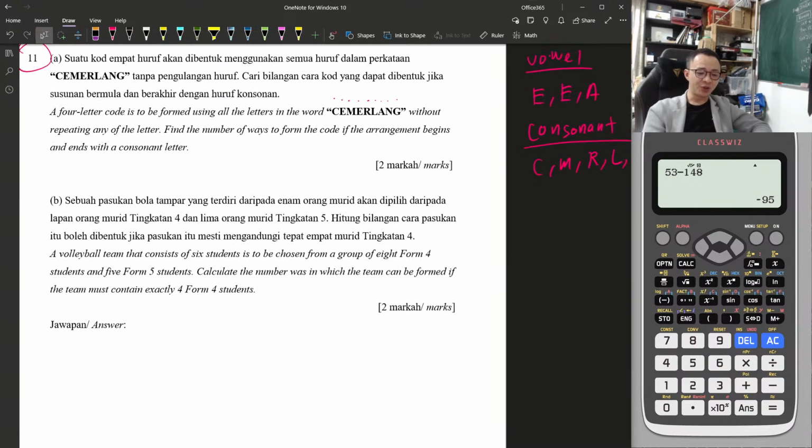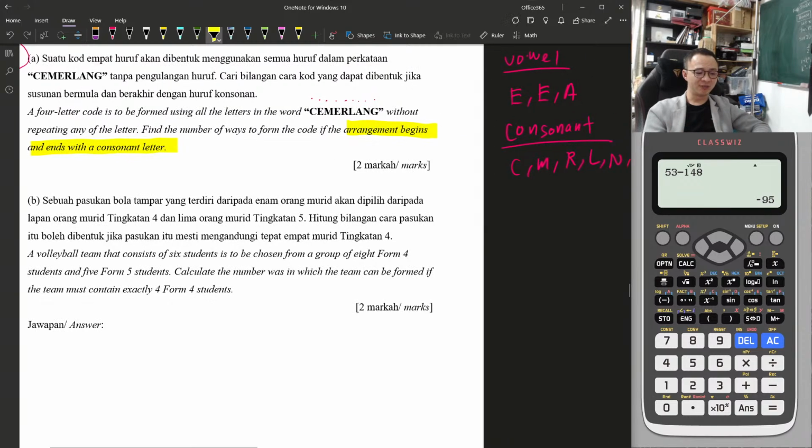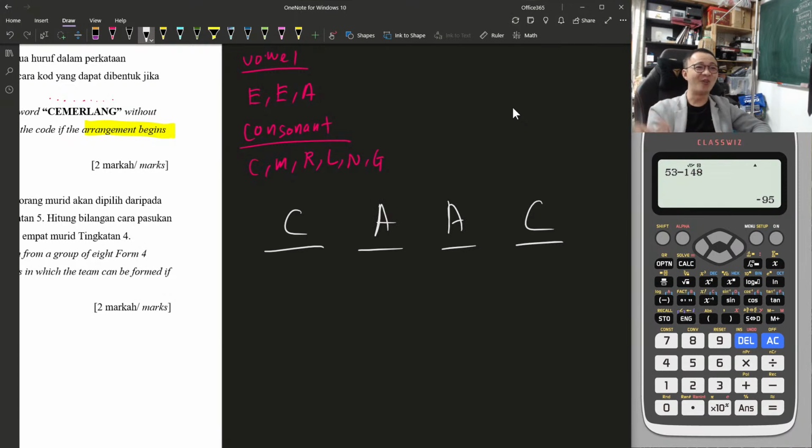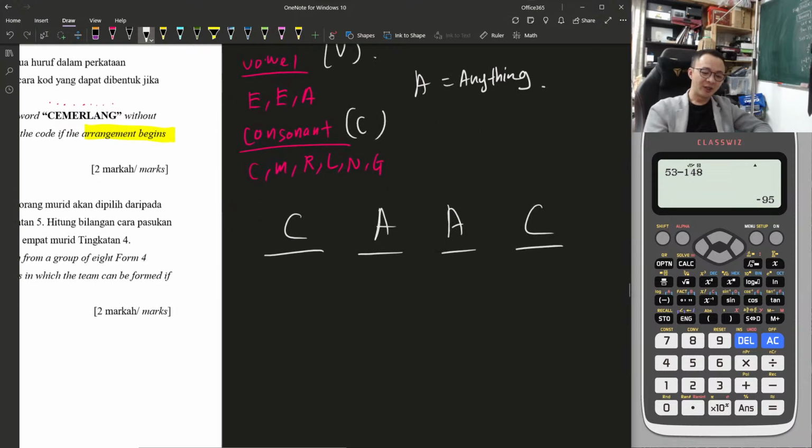Right now I want to make a 4-letter code with some conditions. They want to make sure the arrangement begins and ends with a consonant letter. So that means I use a consonant to start and end. Imagine I have 4 letters here: the first must be a consonant, and the middle ones can be anything. A stands for anything, consonant or vowel, because there's no condition. C means consonant, V means vowel. This is some short form.